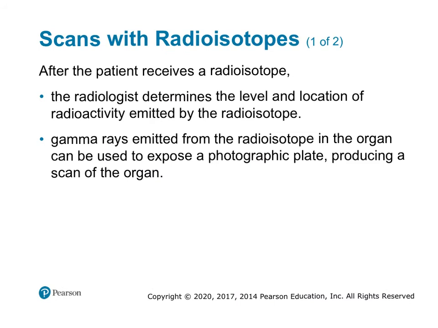To scan a patient that has received a radioisotope that is concentrated in a particular organ, the radiologist determines the location of the radioactivity being emitted, and often it's gamma emission. The gamma rays can be used to expose a photographic plate, producing a scan of the organ. So much like an X-ray is used to take a picture of your bone, the gamma rays take a picture of the internal organ.